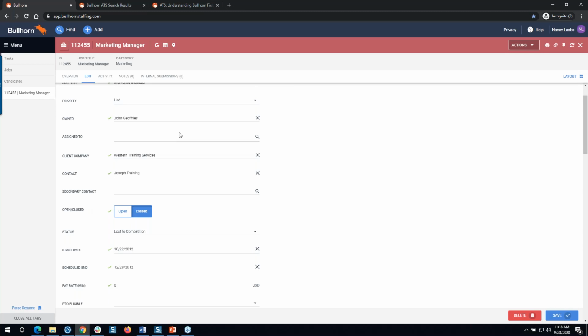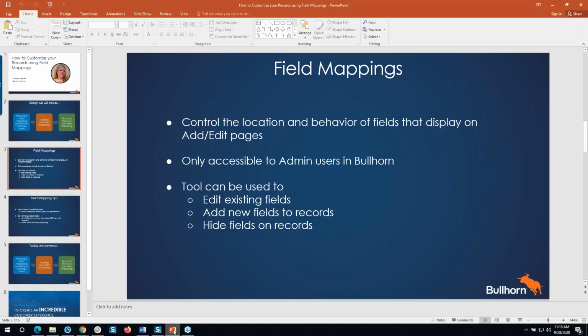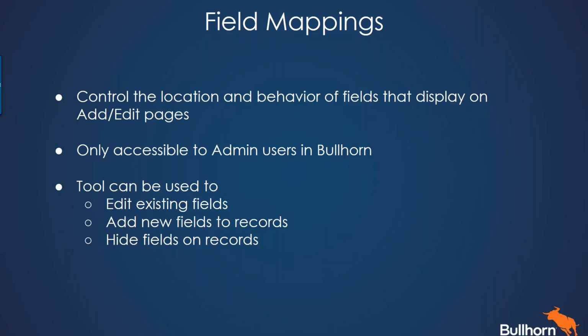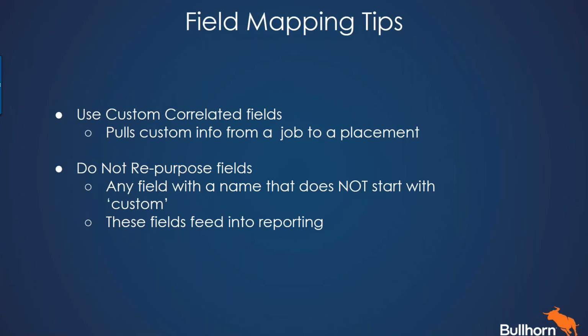All right, so now let's take a look at some tips when it comes to using our field mappings tool. You know, you can use what we call custom correlated fields when you need to add maybe some custom information to flow from a job to a placement. Now, the field must be populated on the job or vacancy record before adding the placement. If the field is filled in after the placement is created, the information will not carry over. So, for example, you might want to track a client's purchase order number for a particular opening.